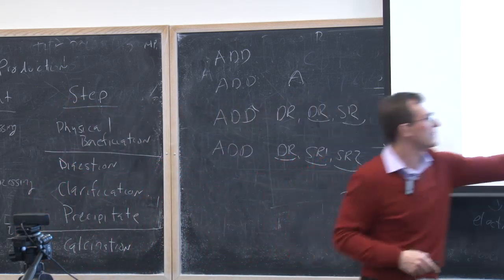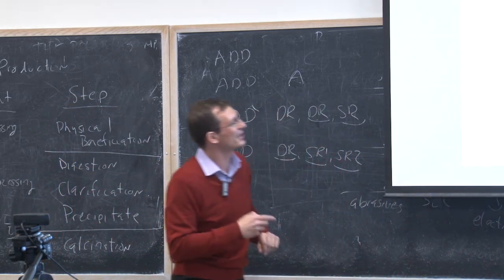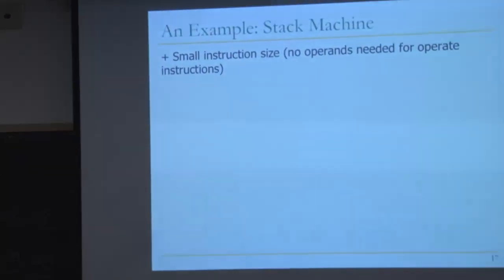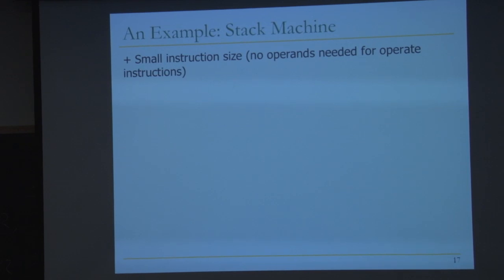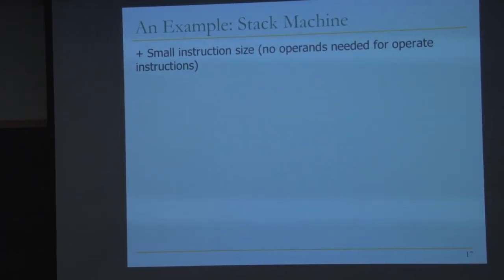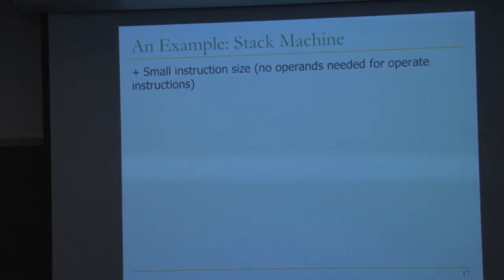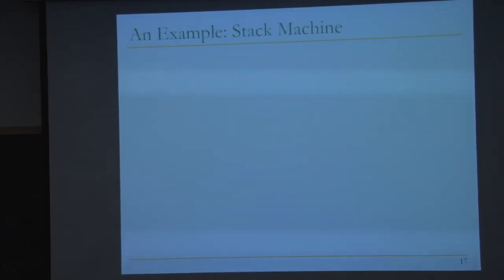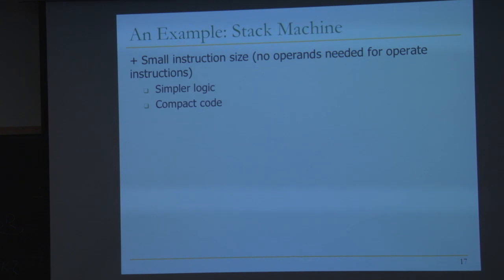Okay, and on-chip memory space as well. Like what is that trade-off? So hopefully you'll see that a little bit. But let me give you an example of the stack machine. The upside is small instruction sizes, as I said. No operands are needed for the operate instructions. And remember that this is really for the operate instructions. You still need loads and stores, or pushes and pops. This leads to simpler logic and compact code.